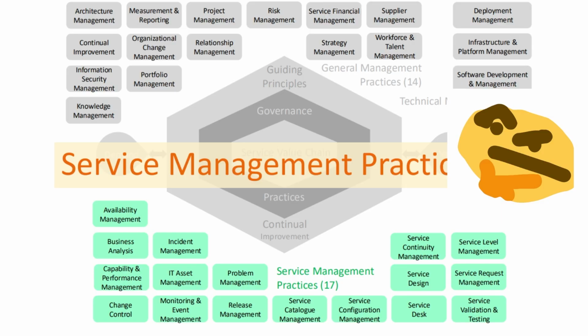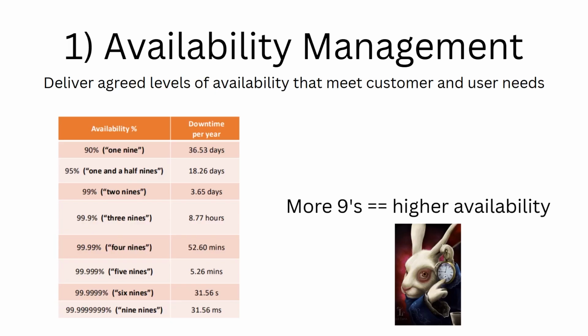There are 17 of them. So first one is availability management. So to be able to meet the standards that we will be available to you when we promise that. So according to this chart, you can see how many nines there are for each, that you can guarantee your customers to have. So the more nines, the higher the availability, basically. The more uptime you have.